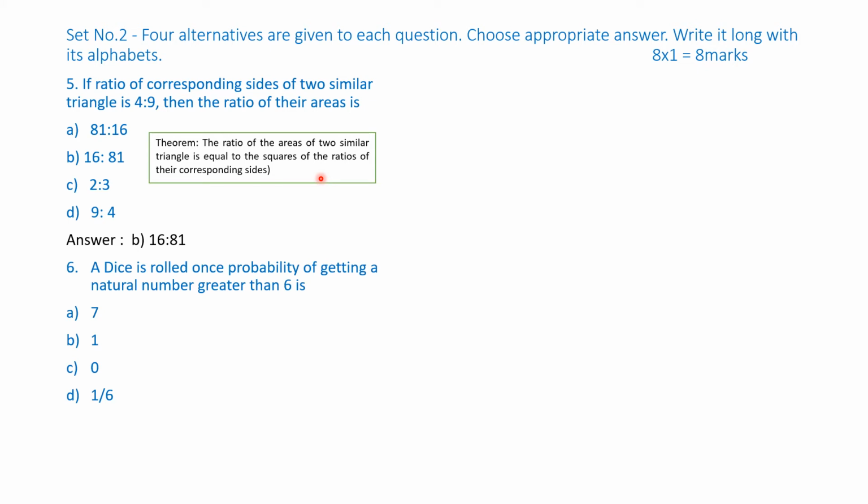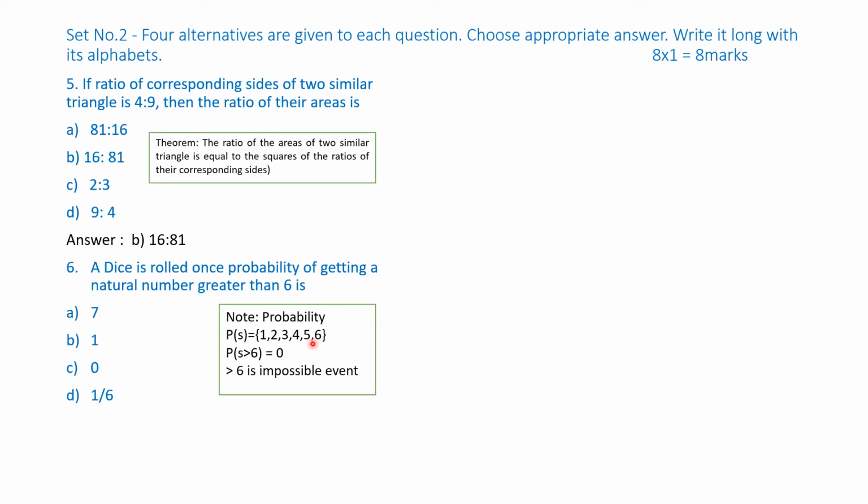Question number 6. A dice is rolled once. The probability of getting a natural number greater than 6 is asked. In a dice we have got 1, 2, 3, 4, 5 and 6. The maximum number we can get is 6. More than 6 is not there. Therefore, getting more than 6 is not possible. Therefore, greater than 6 is an impossible event. Therefore, the probability is 0.